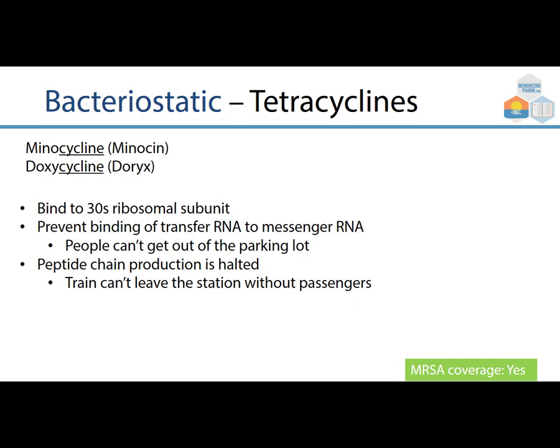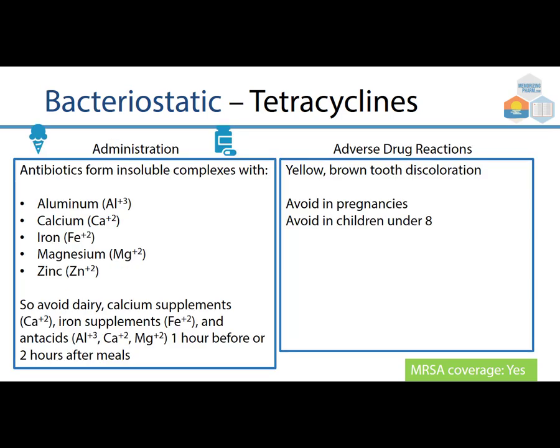Let's start with the first bacteriostatic class, the tetracyclines: minocycline, brand Minocin, and doxycycline, brand Doryx. They bind to the 30S ribosomal subunit, and they prevent the binding of transfer RNA to messenger RNA. So people can't get out of the parking lot. The peptide chain production is halted, and the train can't leave the station without the passengers. Is there MRSA coverage? Yes. It's not the best, but again, it does have some coverage.